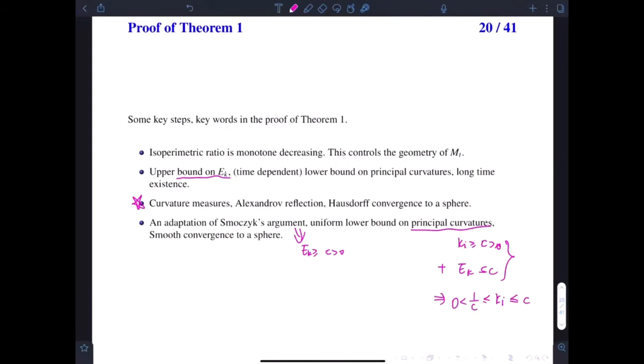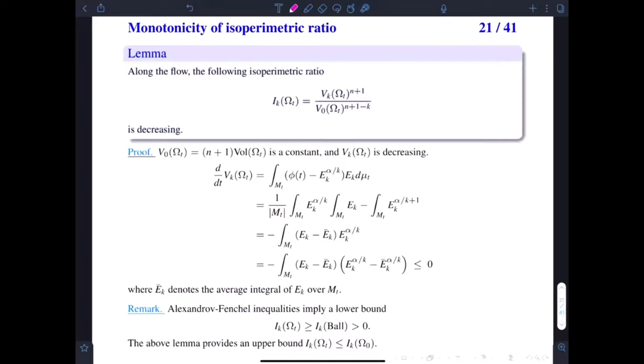Okay, now in the remaining part, we will discuss some details of the proof. First, we see the monotonicity of the isoperimetric ratio. And this is just by the direct calculation of the VK. Because our flow is volume preserving, the volume is a fixed constant, which means that V0 is a constant. And this is equivalent to that the time derivative of omega t is 0. This is given by the integration of phi t over the integration of phi t minus Ek to the power alpha over k. This is 0.